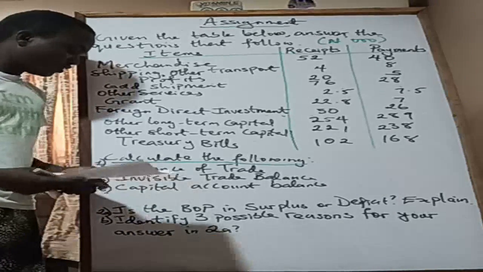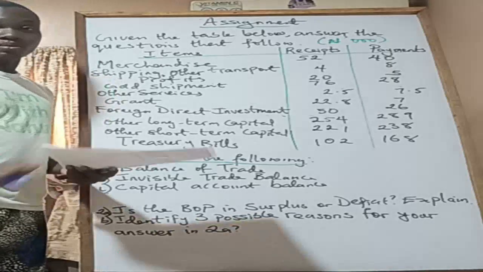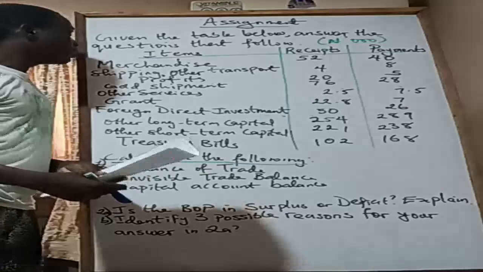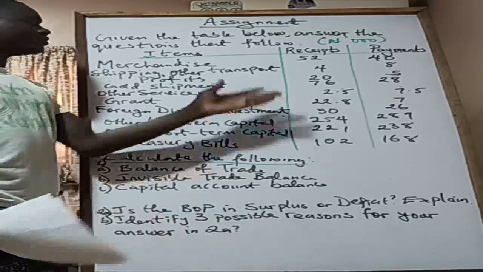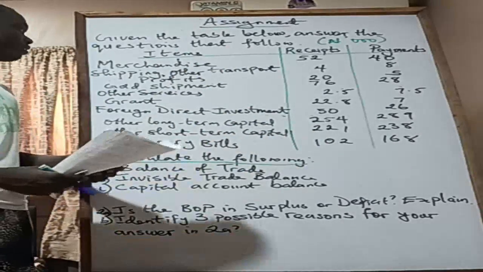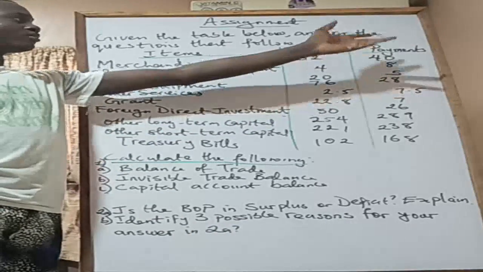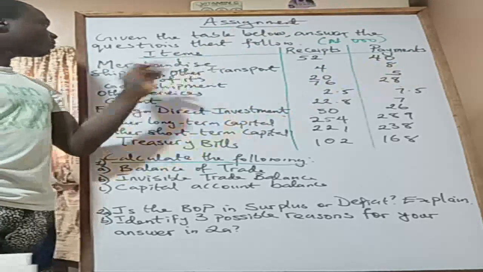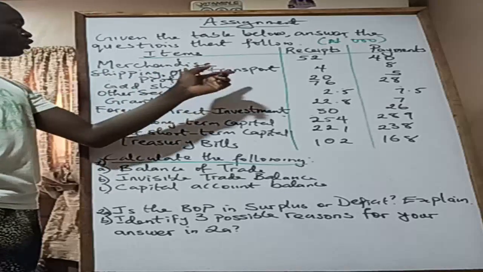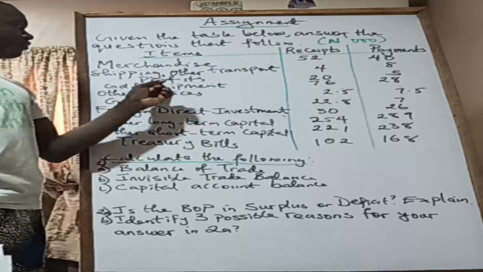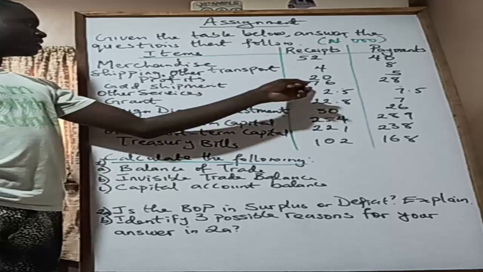Anyway, the question is not a difficult one, but it's going to require a little form of research. Given the table below, answer the questions that follow. The values are given in thousands of naira. So you have merchandise 50 and 40. You have receipts and payments here, so you are going to figure out which should be debit or credit. 52 and 40 for merchandise, shipping and other transport 4 and 8, profit 20 and 5, gold shipment 76 and 28.